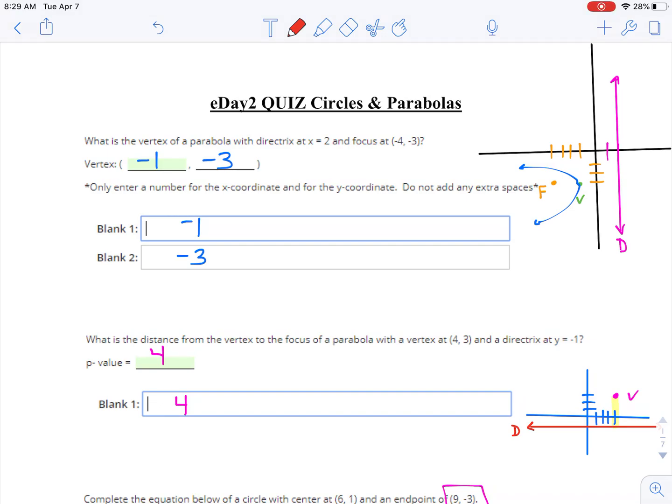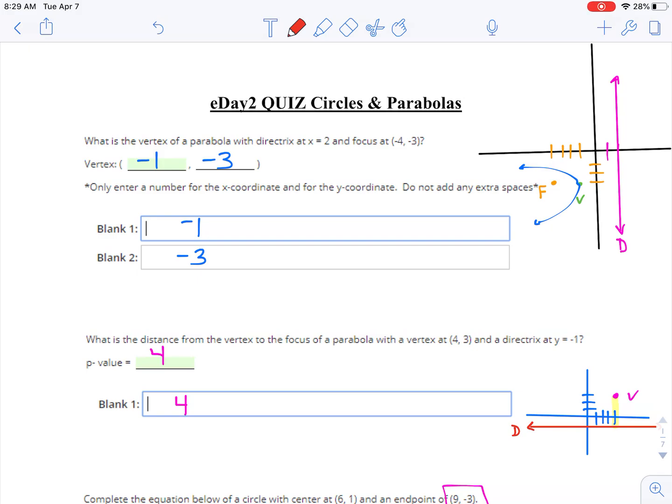Excellent job on your quiz. I'm going to review the answers to all of the questions. First thing, if you're looking back at your own quiz, your questions might be in a different order. Also, your multiple choice answers might be in a different order. However, this is all the questions and all the correct answers.